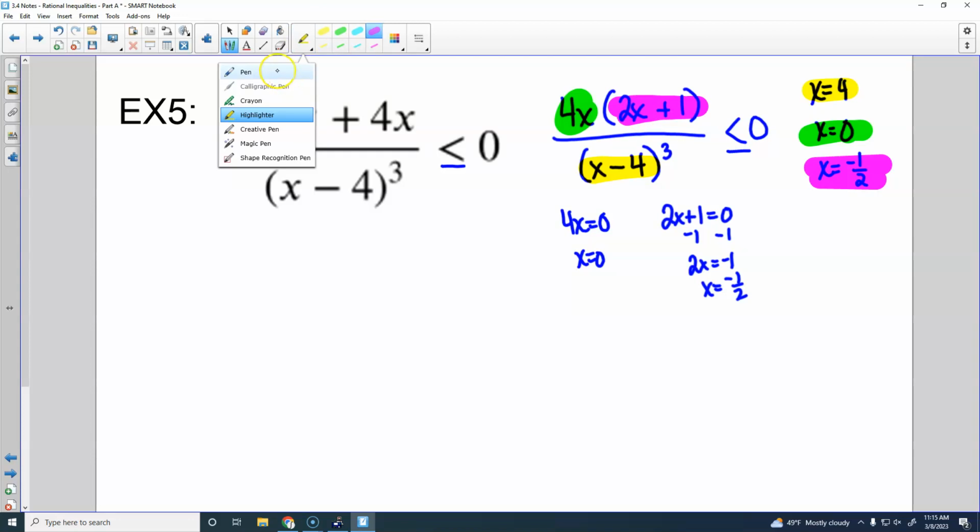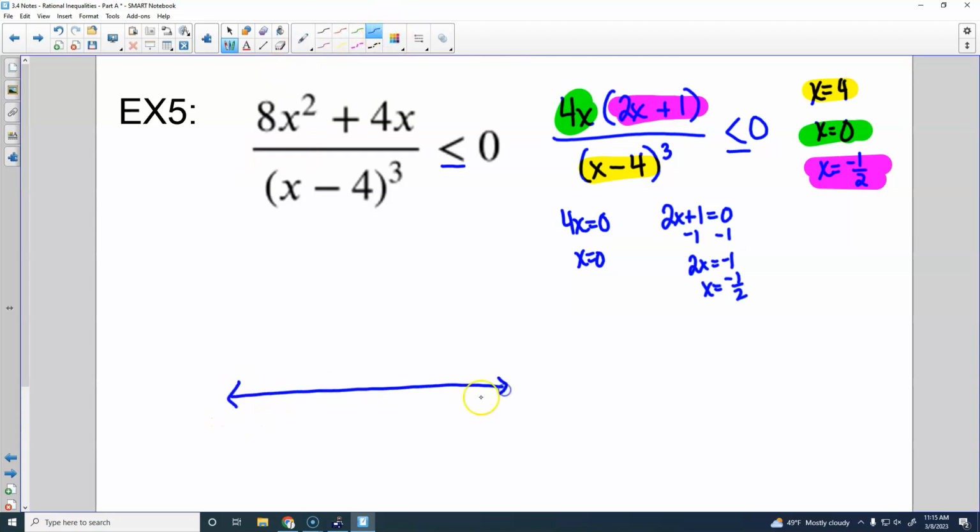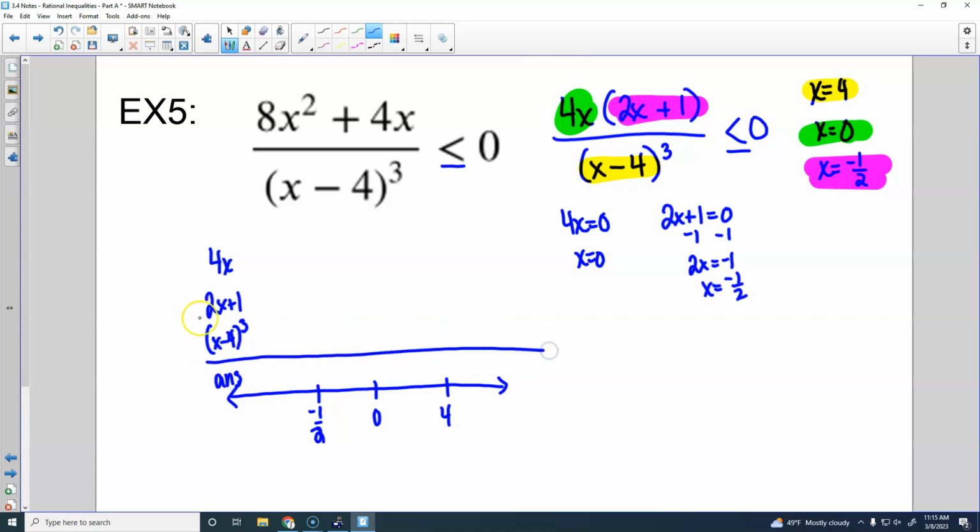So we are still going to do a chart for this. We've got negative 1/2. We've got 0. We've got 4. We are going to list our factors over here on this side. We've got 4x. We've got 2x plus 1. And then we've got x minus 4 to the third power. And then leave yourself a spot for your answer.